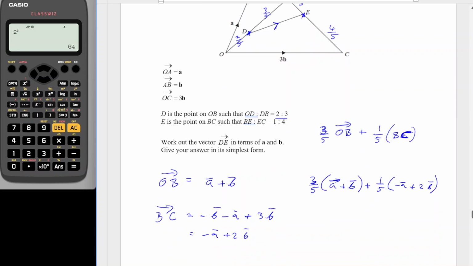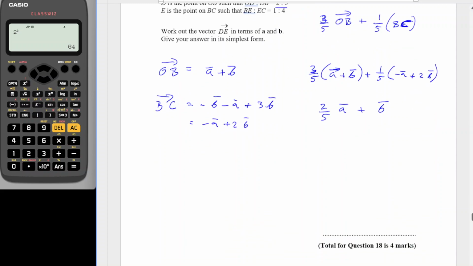Okay, so that gives me 3/5 of A plus 1/5 of A minus 1/5 of A would be 2/5 of A. And then 3/5 of B plus 2/5 of B would be just plus B. So I'm looking at 2/5 of A plus B.